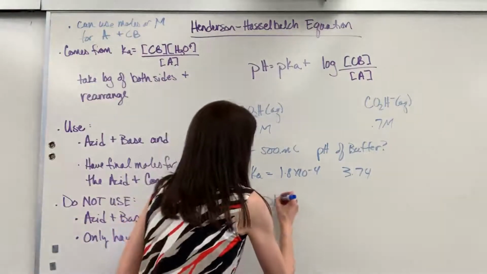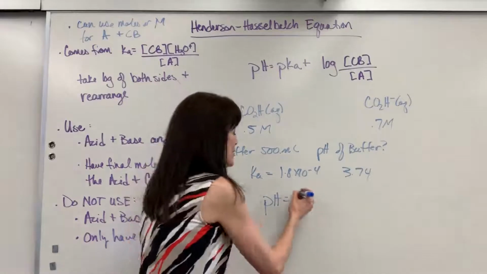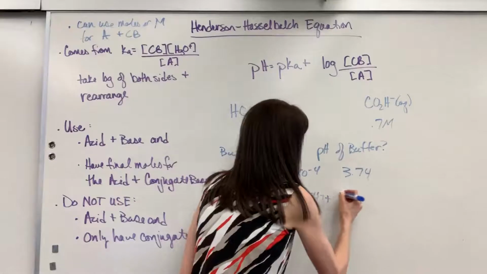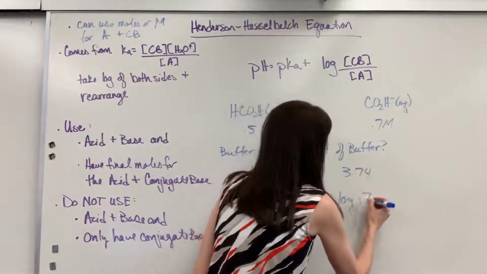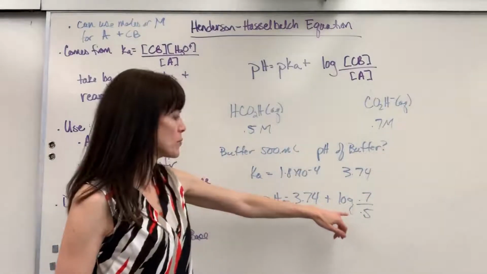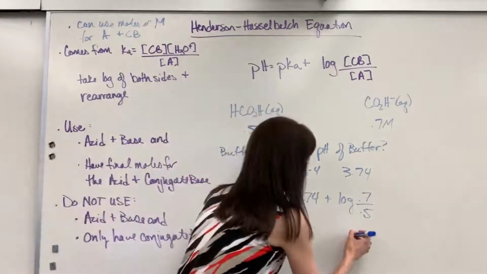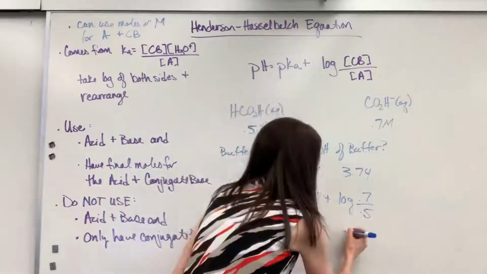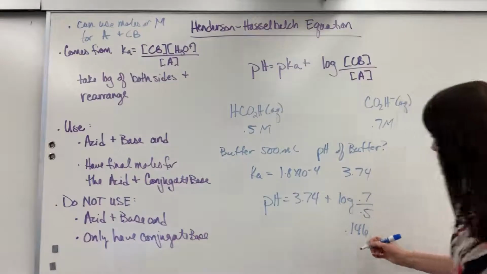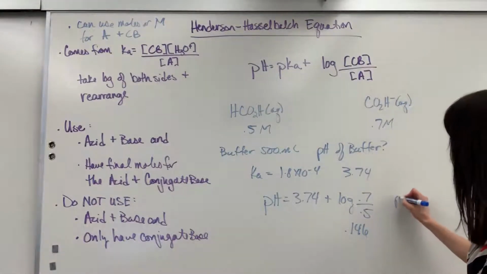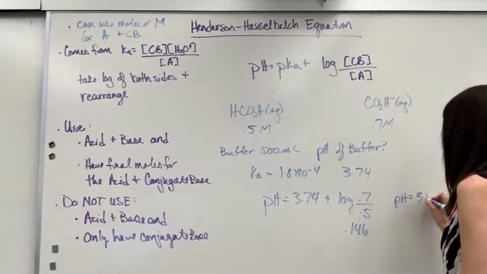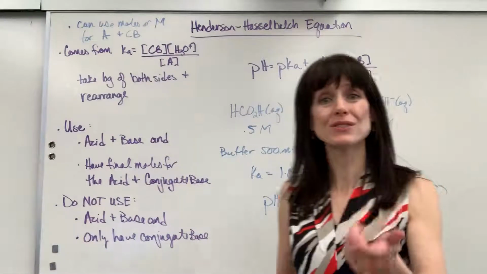So pH equals pKa. I know you're thinking, really? Is it that easy? Woohoo! Yes, it is. Plus log of conjugate base is 0.7 divided by 0.5. So divide that, that'll be 1.4. Log of 1.4 is going to be a positive 0.146. So if we add that together, and I'm going to round, the pH is going to be a 3.89. Now this also makes sense.